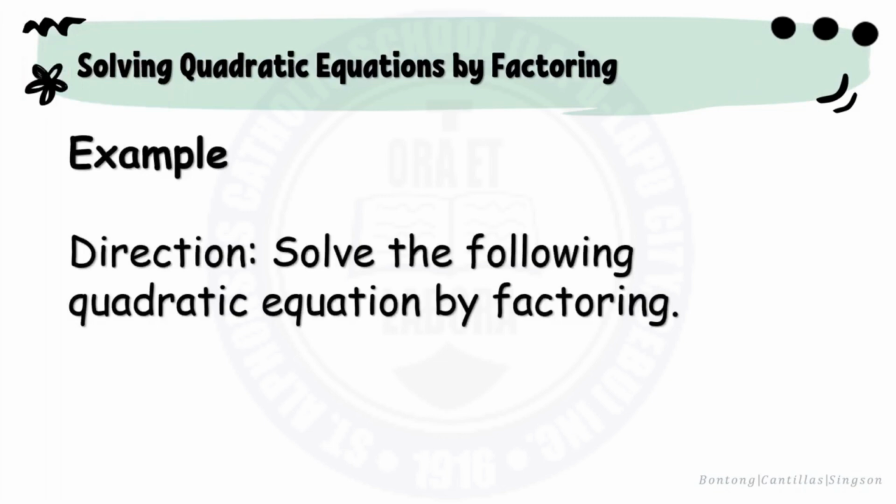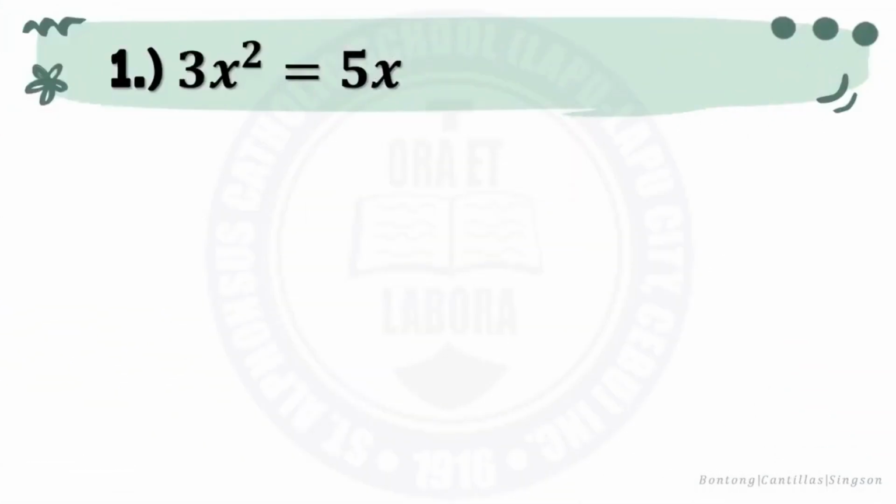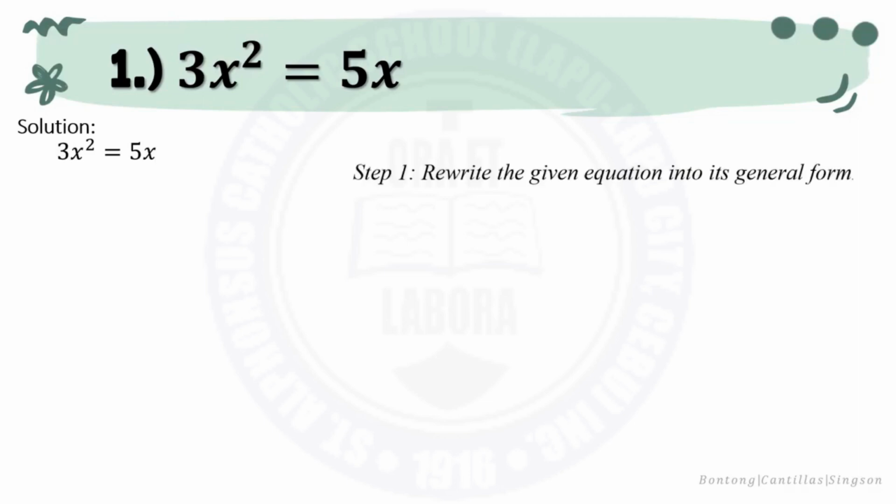Now let's have some examples in solving quadratic equations by factoring. Direction: Solve the following quadratic equations by factoring. Example number 1. 3x squared equals 5x. Solution. The given is not yet in the general form of the quadratic equation, so we need to follow step 1 and rewrite the given equation into its general form. All we need to do is to simplify the given.